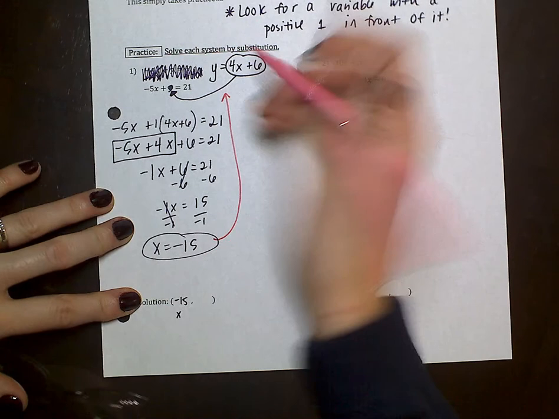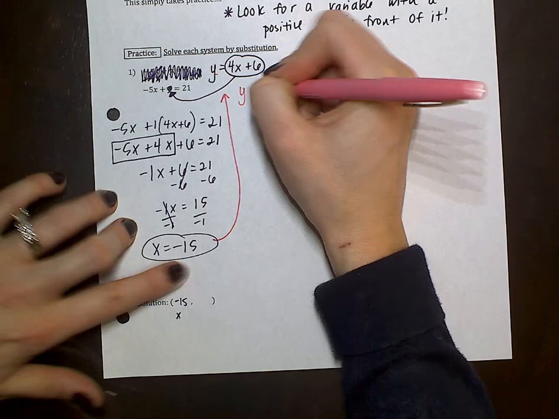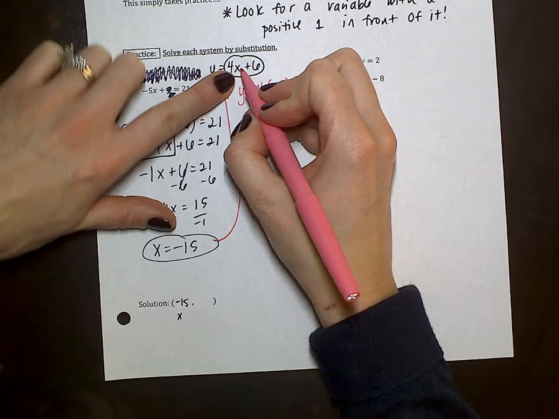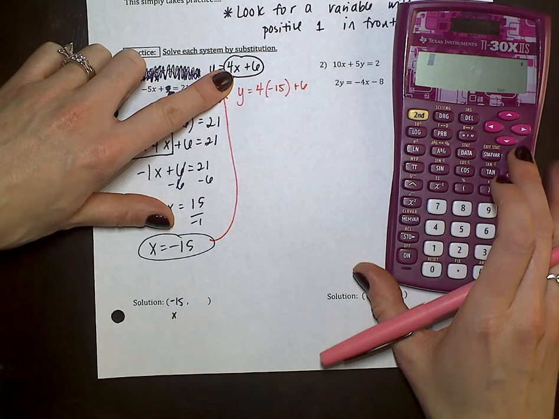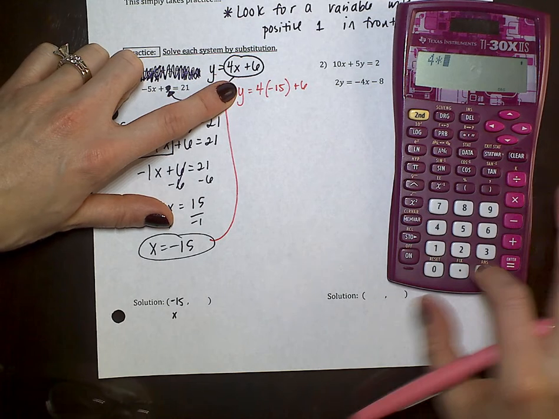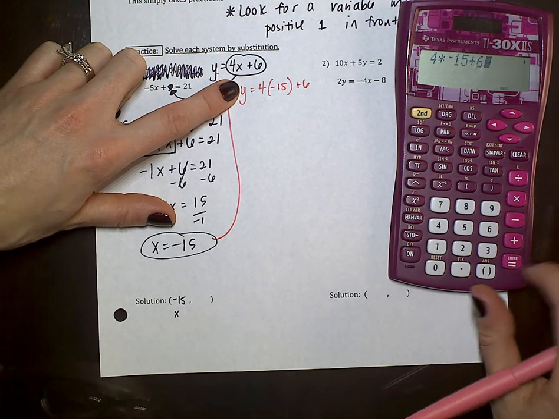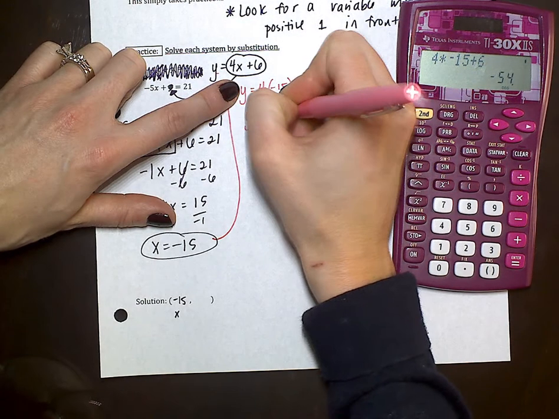So I'm going to look here where y is alone. I know that x is negative 15. So I'm going to plug that in right there for x, and then I'm just going to turn to my calculator to figure out what y equals. Ew, gross answer. Y is negative 54.